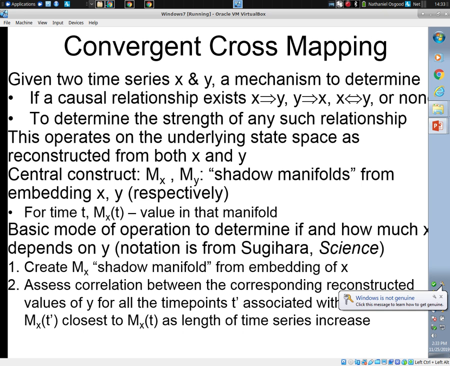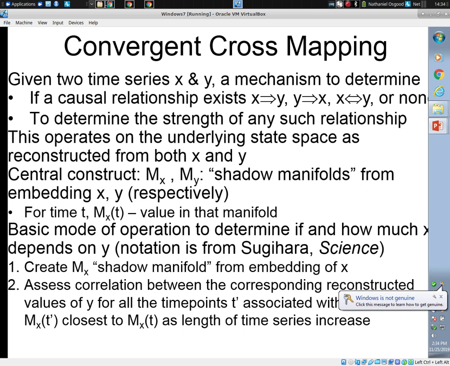Okay, and for most of the discussion, we are going to focus on the question of one-way causality, so x driving y, knowing that we can flip it around, okay? For the most part, we're going to be asking if y is driving x, okay?